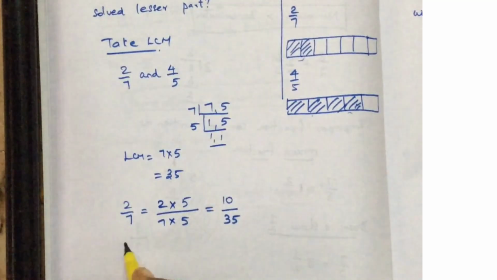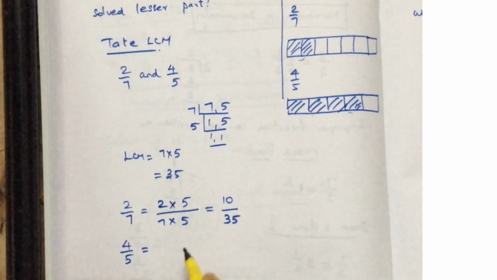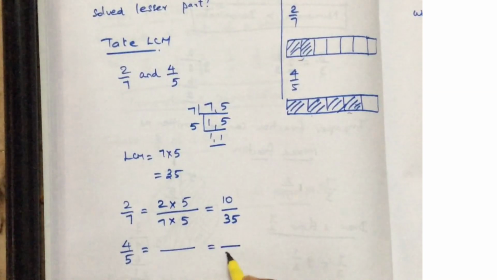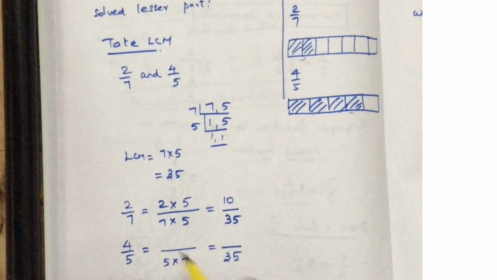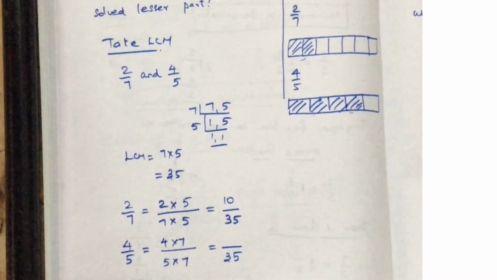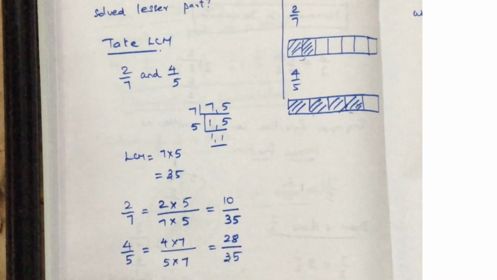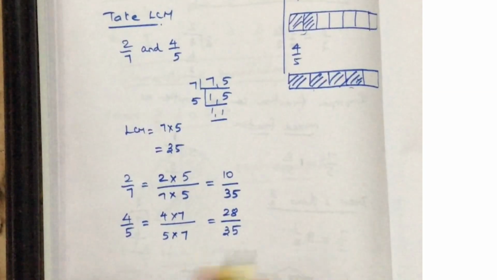Similarly, for this 4 by 5, I have to change the denominator to 35. So 5 multiplied by 7, 4 multiplied by 7, now 28. Now we can easily compare.